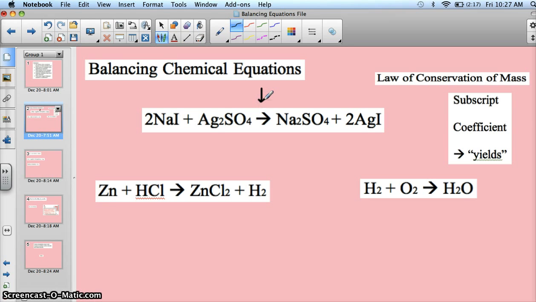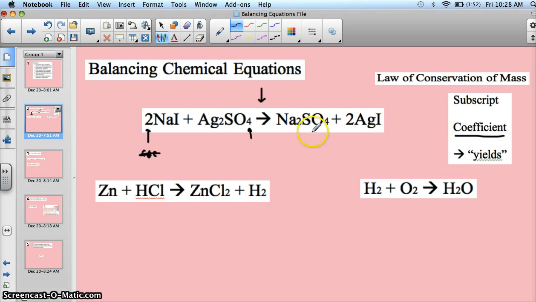Now, in balancing a chemical equation, there are some numbers that you can't change. The numbers that you cannot change are these subscripts. But the numbers you can change are the coefficients. Now remember, these are called coefficients. And I'm not going to write it all out. Oh, in fact, here it is right here.